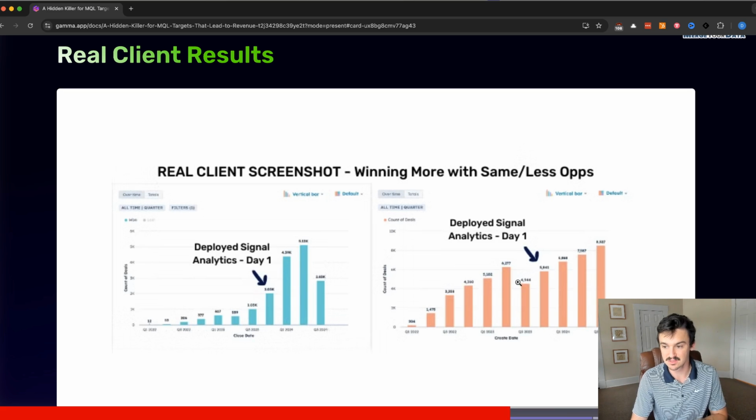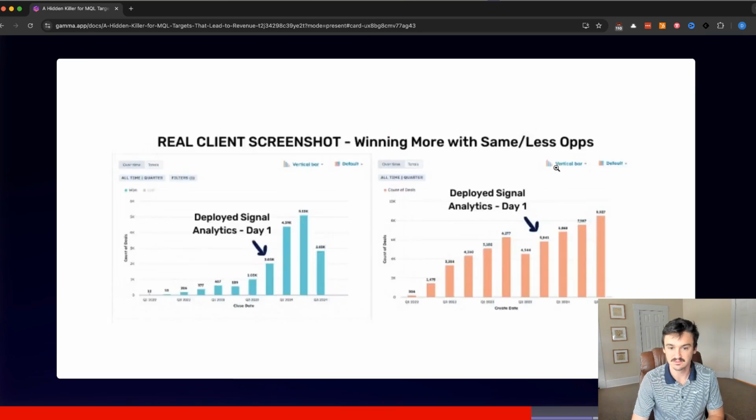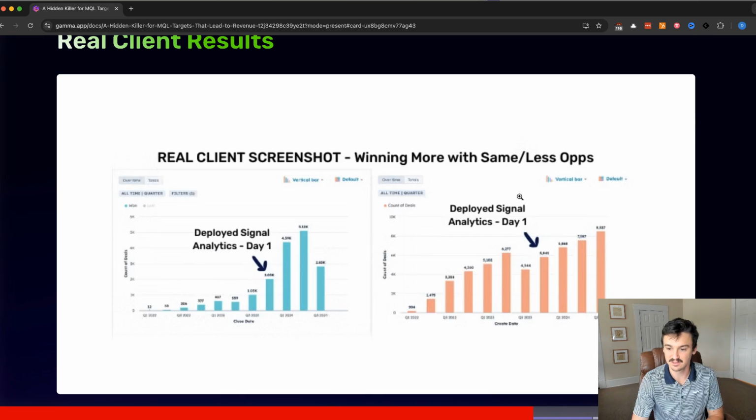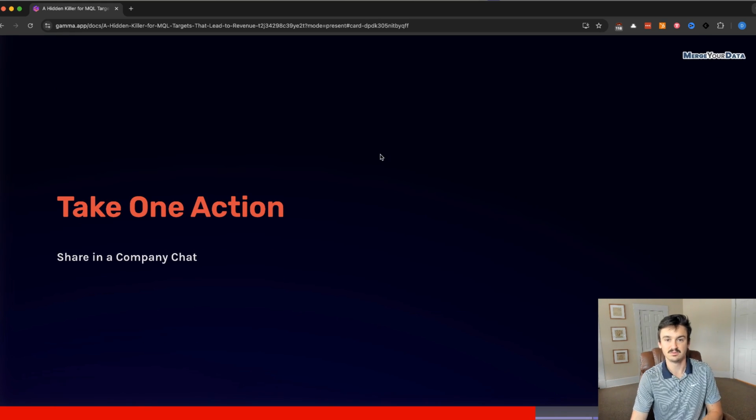With signals and with fixing that MQL definition, you will be able to achieve a much higher conversion rate from MQL to customer because you're not going to be wasting money on people who aren't qualified in the first place. You're not going to be wasting sales time trying to convert these people when they weren't even real opportunities. They weren't really qualified leads, right? So that's what you can get with signal analytics. We like to show real results. We'll be coming out with more screenshots too from more clients as we get the permission to share those.